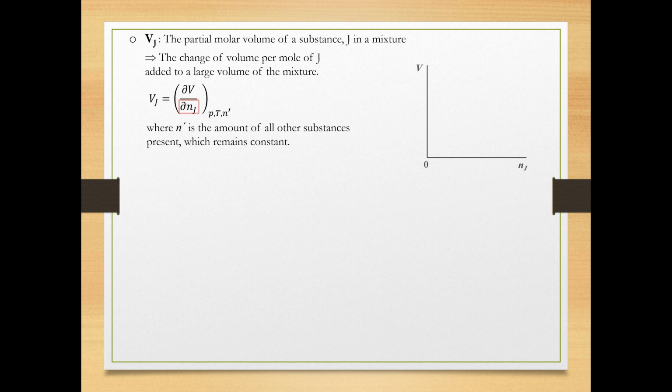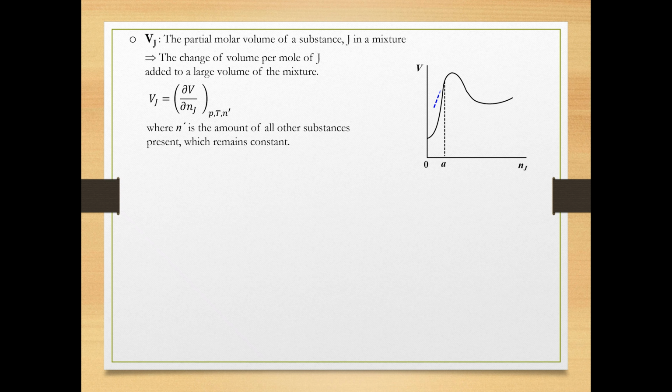This is illustrated in the graph in the upper right portion of the slide. Here, the vertical axis represents the total volume, capital V, and the horizontal axis represents the number of moles of component J. Temperature, pressure, and the amounts of all the other components are held constant. Notice that the curve is not a straight line. Instead, it has a changing slope. The partial molar volume is the slope of this curve.